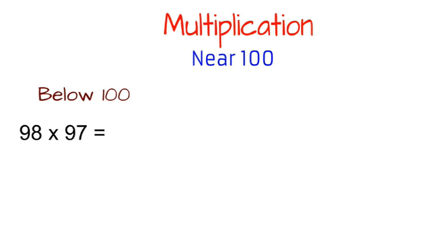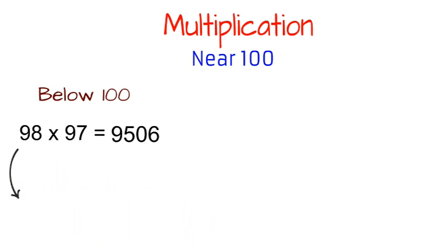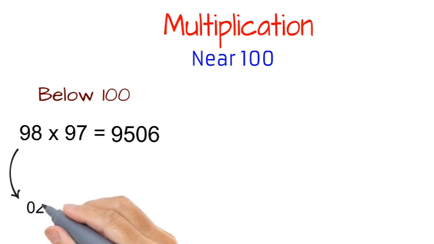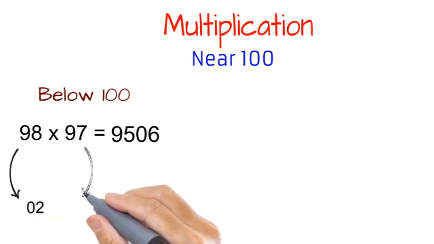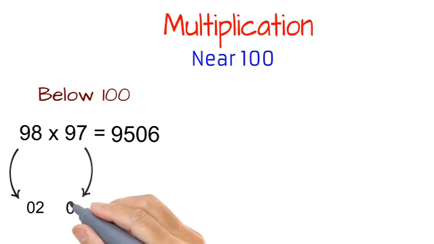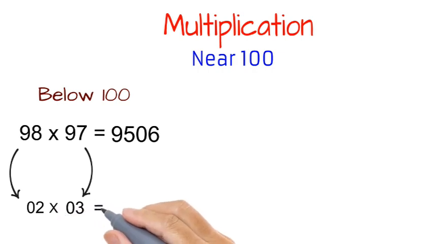Near 100, below 100: 98 into 97, both the numbers are below 100. So what's the answer? The answer is 9506. The way you can calculate, these are near 100, so you obtain the difference between 100 and 98, which is equal to 2, and then the difference between 100 and 97, which is equal to 3, and then you multiply both the numbers to get 06.